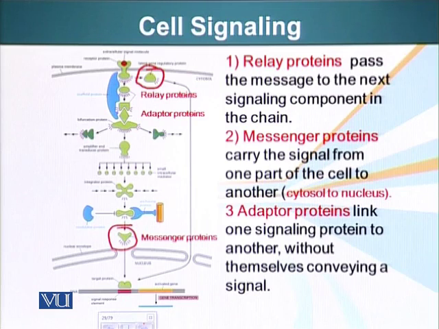There are also adapter proteins, shown here in this green diamond. These adapter proteins link one signaling protein to another without themselves conveying the signal. So they are basically connecting two signaling proteins. They don't carry the signal themselves. They are basically an adapter that allows two signaling molecules to interact. One of them will pass on the signal to the next protein.